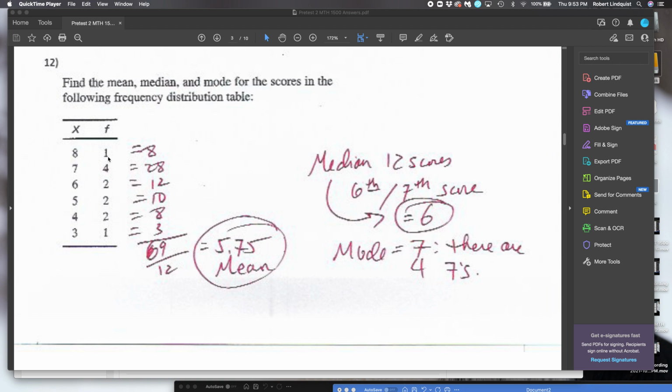Okay. Some people might think there's only 6 scores here. There's 12 scores here. There's 1 of the 8s, there's 4 of the 7s, there's 2 of the 6s, and so on. There is a total of 12 scores, not 6 scores. Okay? How would it make sense if I divided by 6? Then my mean would be like 11.5. The highest score in the group is 8, so that would make no sense. The median is the one in the middle. There's 12 scores total, so 6.5 score, if you will, between the 6th and the 7th. And the 6th and the 7th scores are both in when x is equal to 6. So the median is 6.